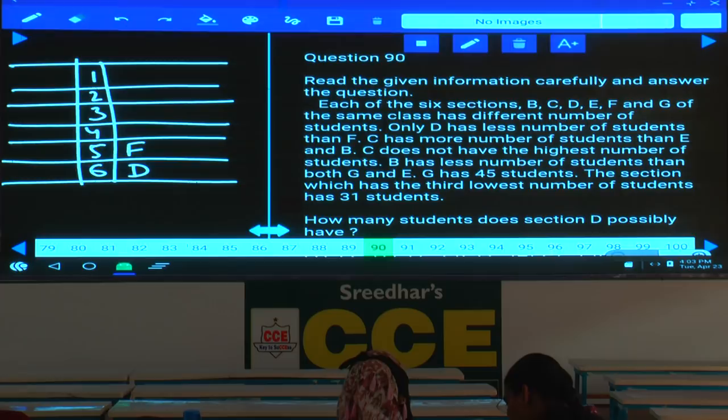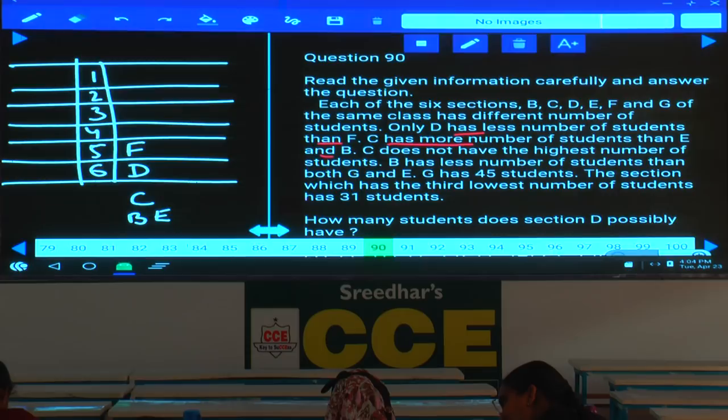Next one, C has more students than E and B, and C does not have the highest number of students. Only D has fewer, and C has more students than E and B. C cannot be here. As C cannot be here, where should C be? C must be at the second place, and in the third and the fourth, B and E in any order. As B and E are here, what is left over? G must be at the first place.